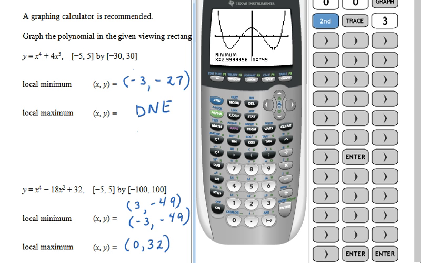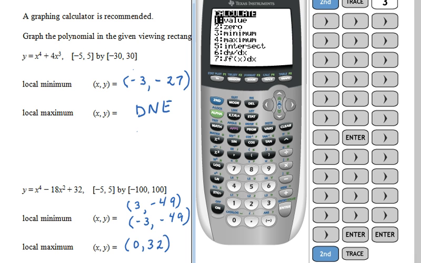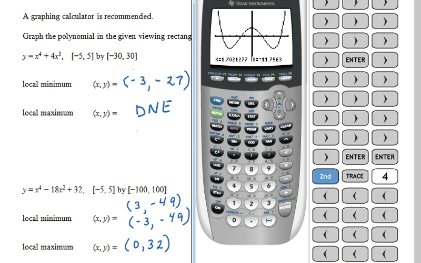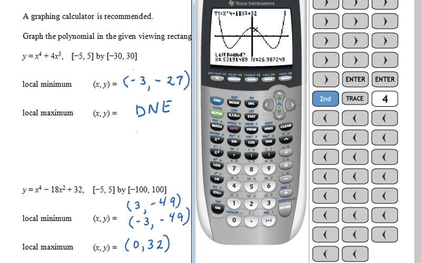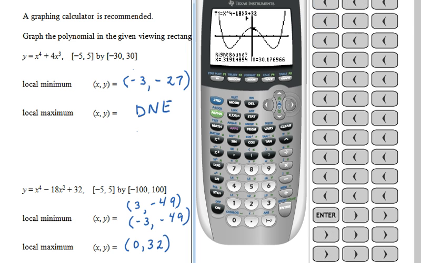Let's confirm that. We'll press second trace, this time press 4. Move the cursor back to the left of the local maximum. Press enter. Move it to the right of the local maximum. Press enter one more time, and we confirm that the local maximum is 32.